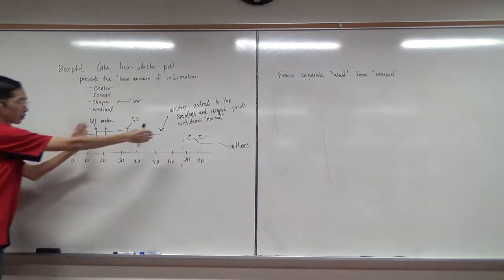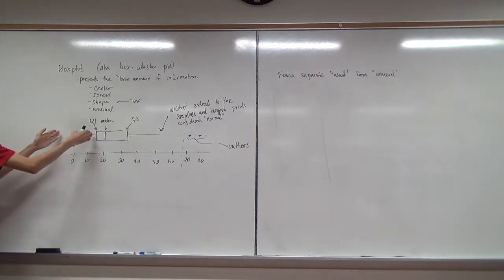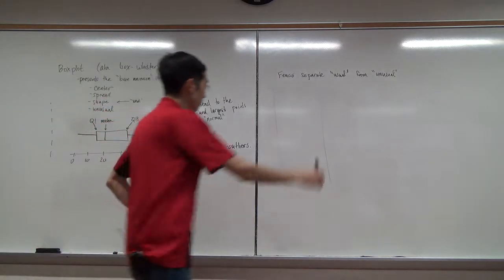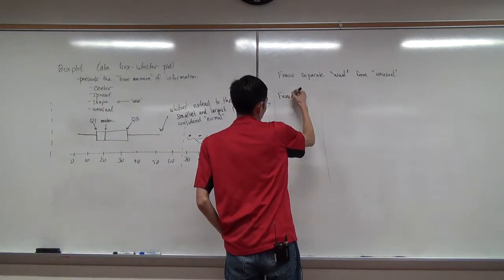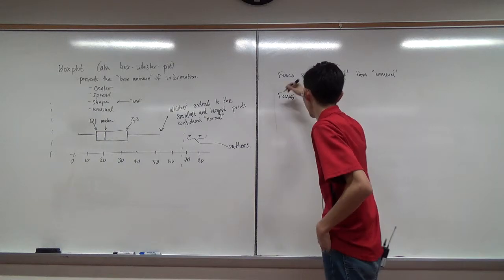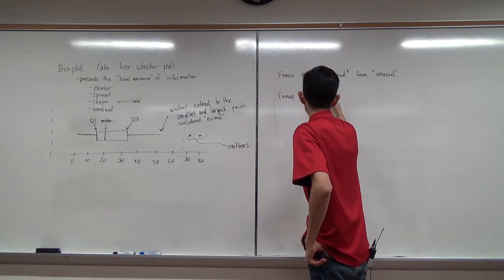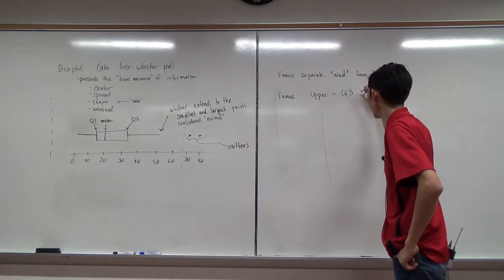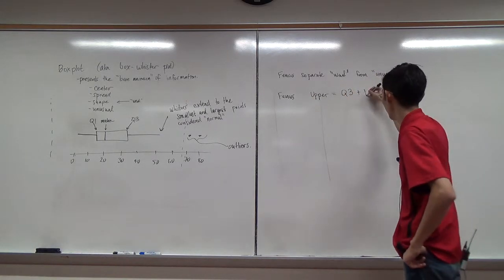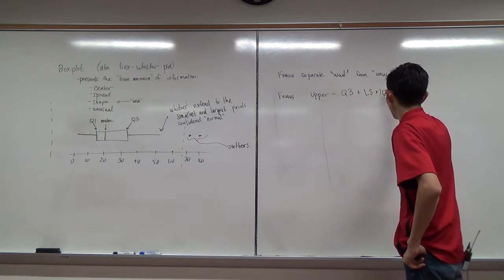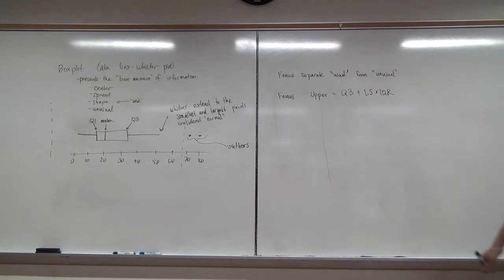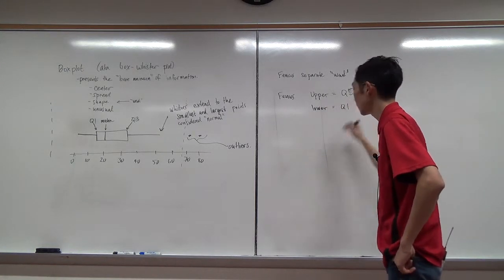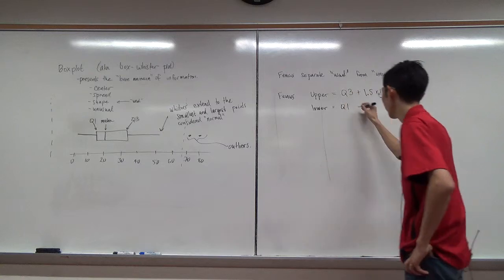an invisible line over there, which forms a fence, and we go over in this direction, 1.5, somewhere over here. So the fences, there's two of them. There's an upper and a lower. The upper fence is we take Q3 and we go an additional 1.5 times the IQR. And then for the lower fence, we start at Q1 and we go down 1.5 times the IQR.